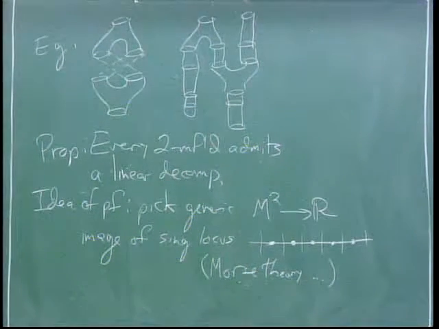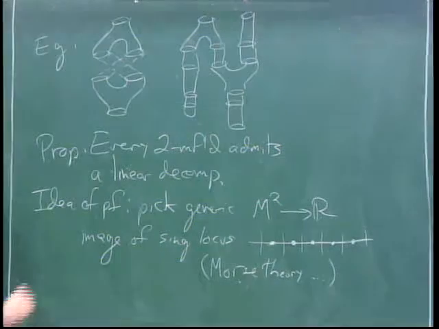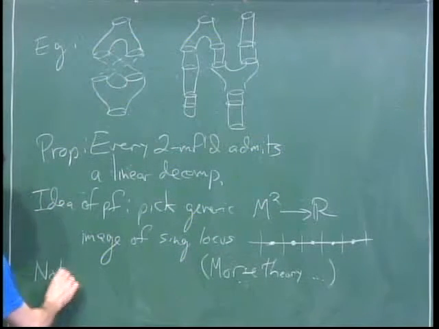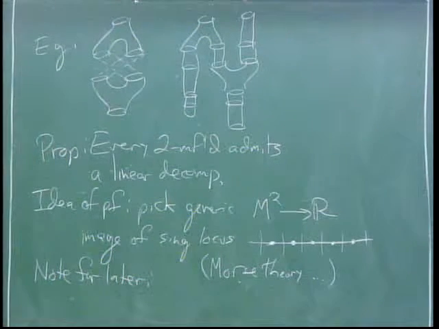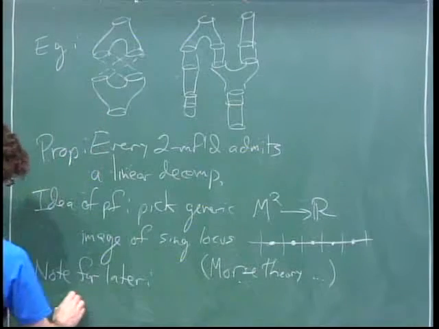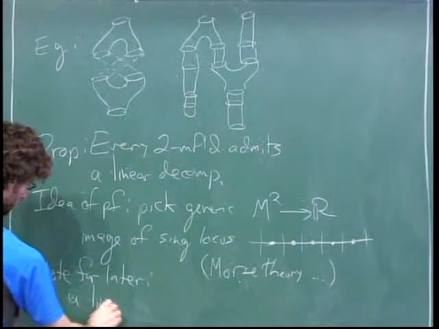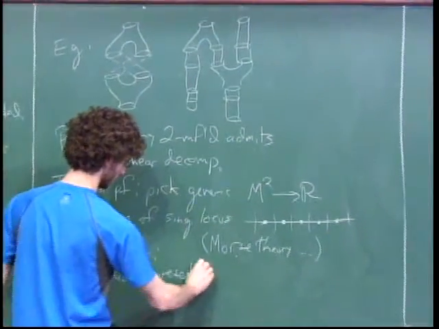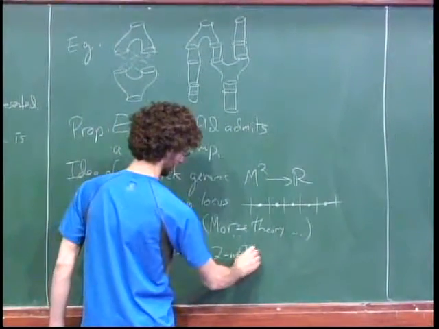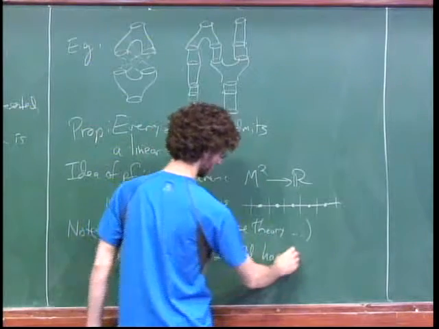And there is my example. So then, kind of a note for later that we don't really need right now, but ends up being quite important, is that a linearly presented two-manifold has a canonical bounding three-manifold.